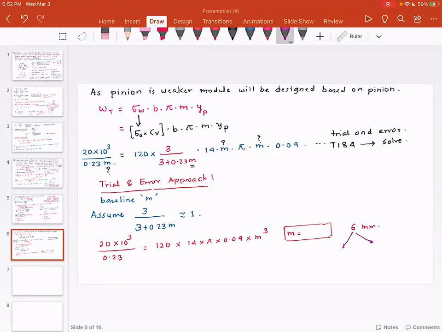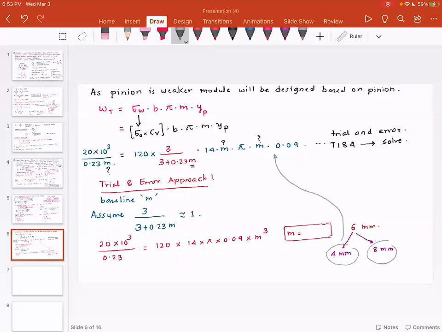I will do the iteration for say 4 millimeter, and I will do the iteration for 8 millimeters. And when I do these iterations, I'm going to use the equation that is over here. And when I do this iteration, I will see whether the left-hand side is equal to right-hand side or not. And then depending upon what answers I get, I will tweak it near the values. So usually when you do the trial and error with this approach, you should be able to get a close answer in 3 tries.